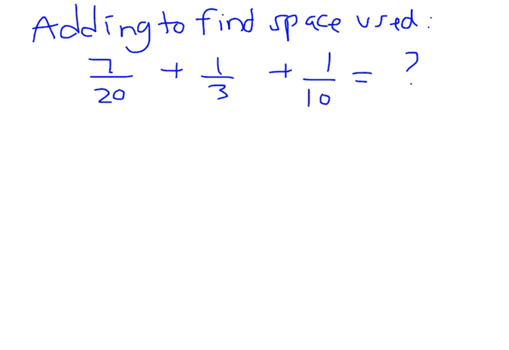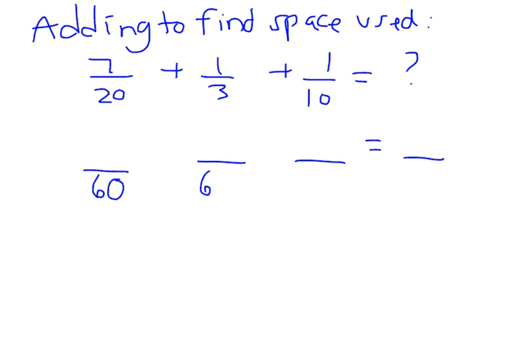So if you have 3 different fractions and you want to add them together, they need to be on the same denominator. So what is the common denominator for 20, 3, and 10? So we see that 10 goes into 20, but 3 doesn't go into 20. So the next one we could think about after 20 would be 40. 40 would be okay for 10, but not for 3 either. So the next one after would be 60.